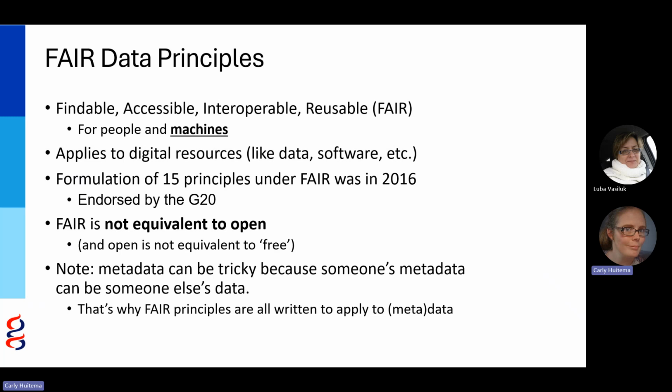Now, in the FAIR principles, they talk about metadata as well as data. And metadata can be tricky because someone else's metadata can be someone else's data. An example that I like to use is that you have your cataloging information at the library, which tells you the metadata about that book. But if you're at a library, you might want to survey your whole collection to see if there are any gaps. So that metadata about books has become your data set for evaluating the library collection. So that's why the FAIR principles are all written to apply to metadata.